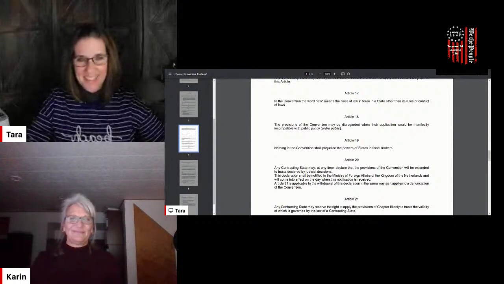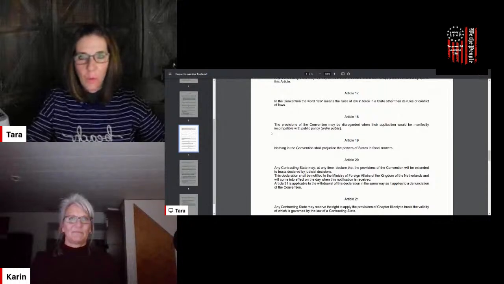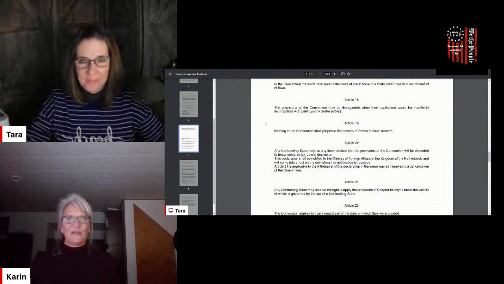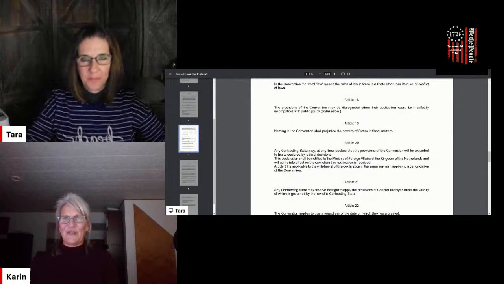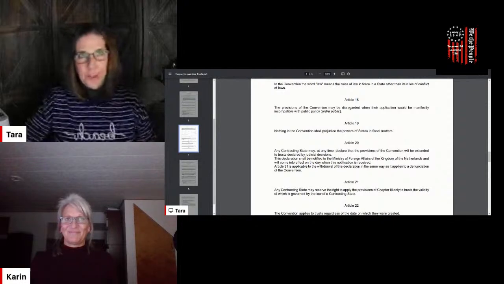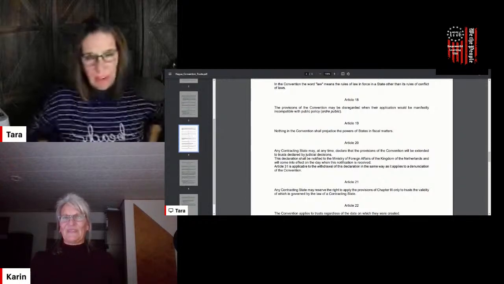Alrighty, Article 18. The provisions of the convention may be disregarded when their application would be manifestly incompatible with public policy. So your trust law is incompatible with public policy. Why would you be using Supreme Court opinions on a private matter? And this goes back to private law and no policy supersedes law. That's correct.